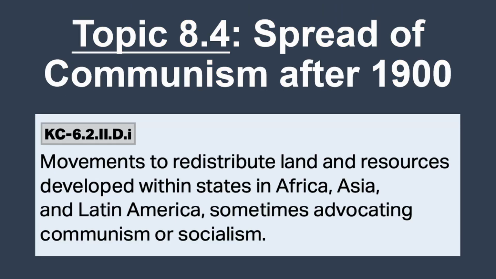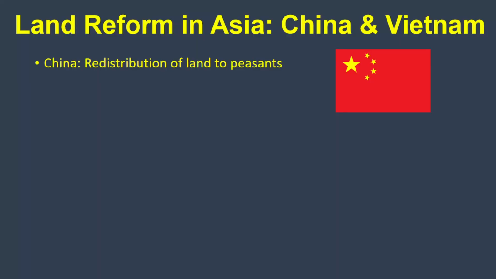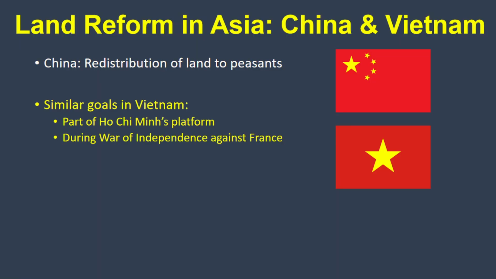And here's the last part of 8.4. Movements to redistribute land and resources developed within states in Africa, Asia, and Latin America, sometimes advocating communism or socialism. Fortunately, we've already seen all the examples that we need. In Asia, we just saw China's land reforms of redistributing land to peasants. Basically, the same goals were also part of Ho Chi Minh's platform during the Vietnamese War of Independence against France.